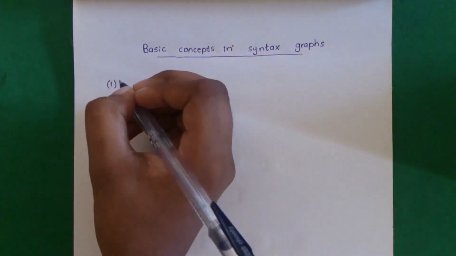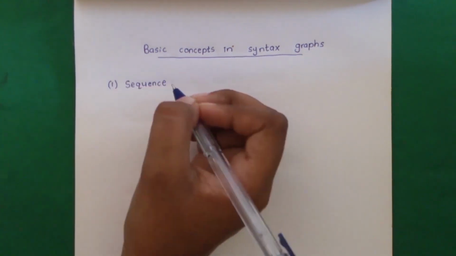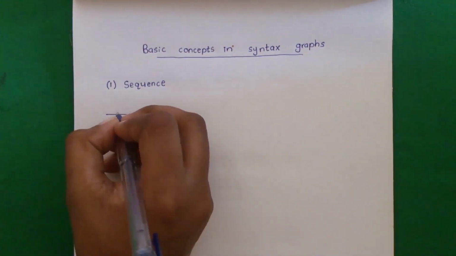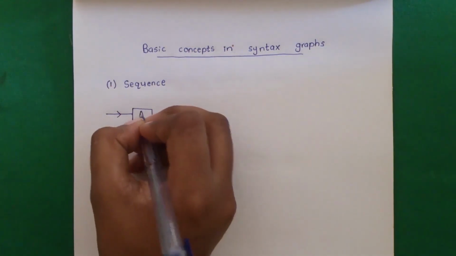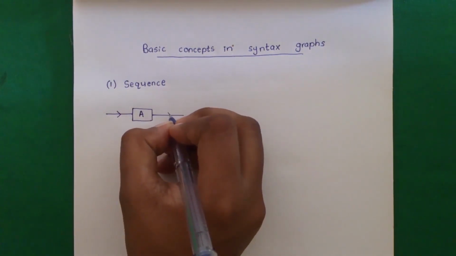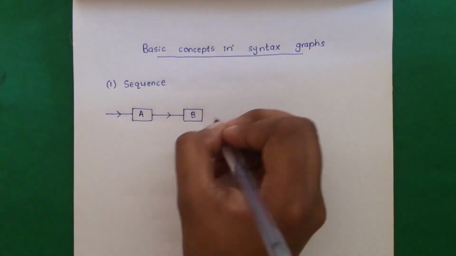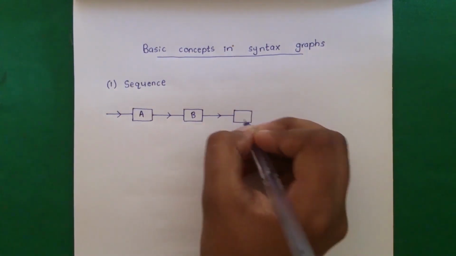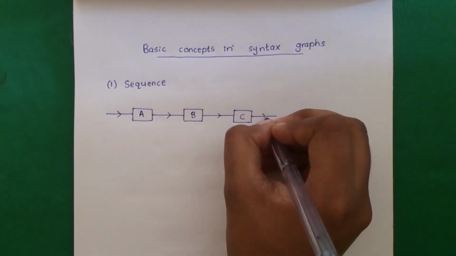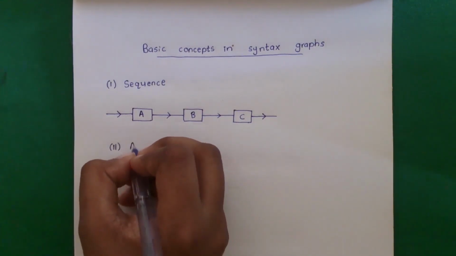First one is sequence. In the example you can see start of the syntax graph, then the non-terminal A, then the non-terminal B, then the non-terminal C, and then the end of the syntax graph. This type of syntax graph flow as a sequence.